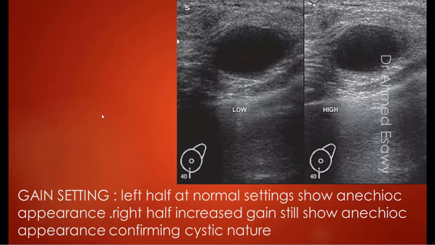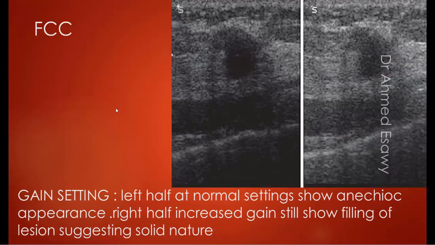Gain setting, gain test. This normal setting shows an anechoic appearance. On the right side, with increased gain, it still shows an anechoic appearance, confirming cystic nature. This is normal gain showing an anechoic appearance of a simple cyst in fibrocystic change, BI-RADS 3. When we increase gain to test for the presence of a solid component, an anechoic appearance is still present, confirming cystic nature. In another case, at normal setting it shows an anechoic appearance, but increased gain shows filling of the lesion, suggesting solid nature.